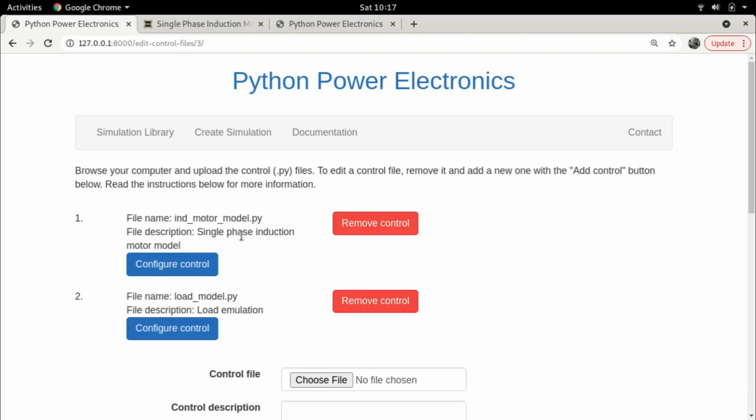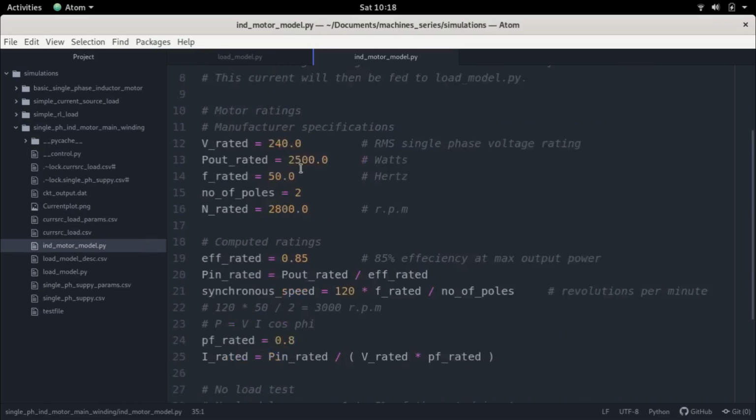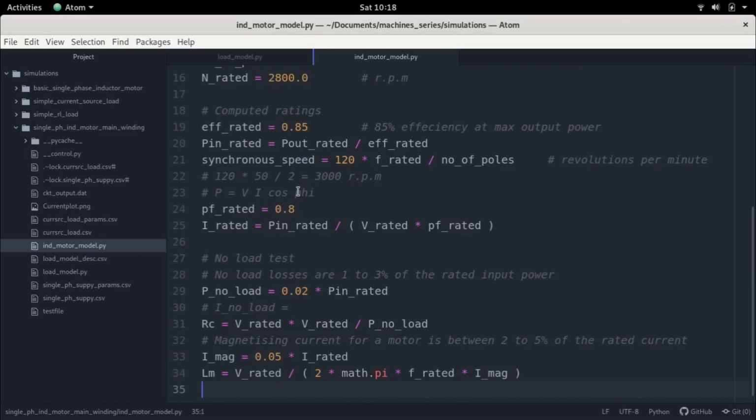Hello everyone and welcome back to this next lecture in the machine simulation series. This is where we had left off last time, where we were editing the parameters of the motor using the no-load test. So we had started off with the no-load test and we had extended it from the basic ratings which we had said every manufacturer provides.